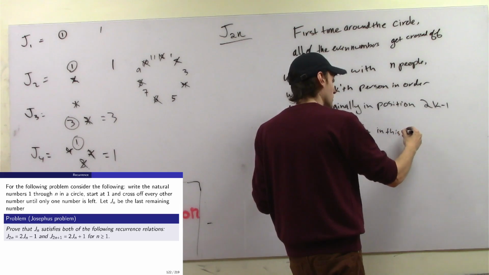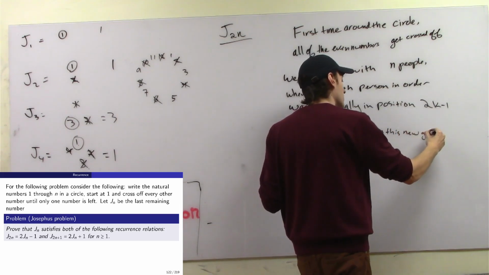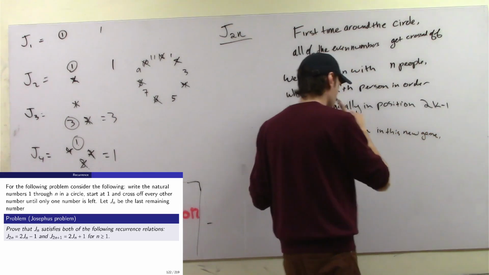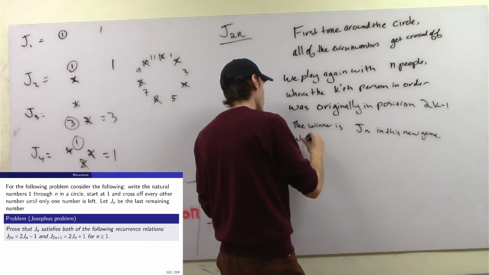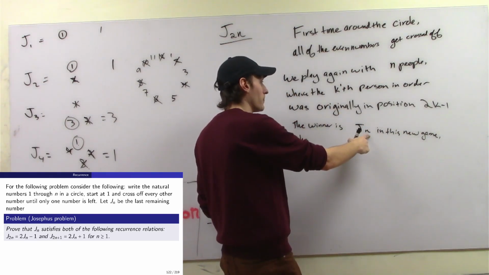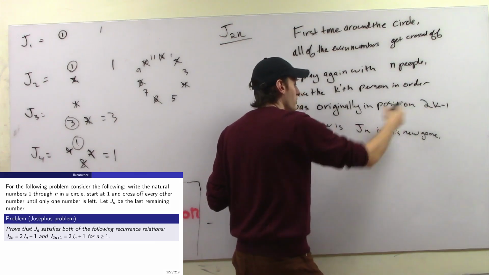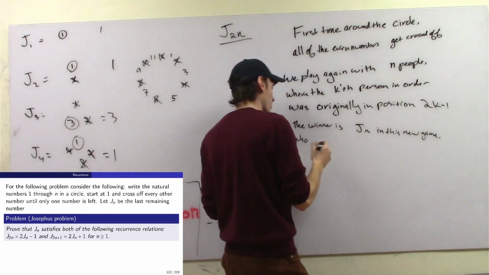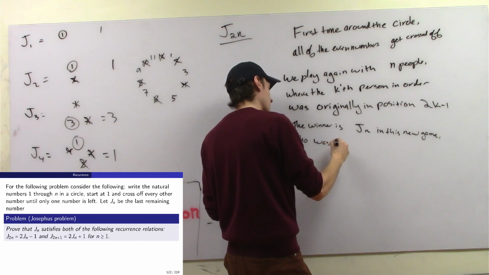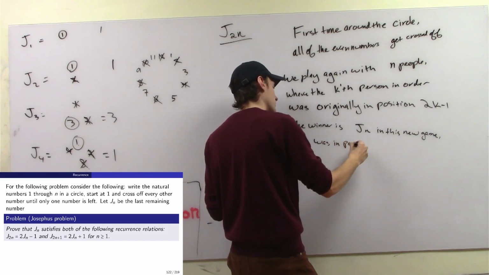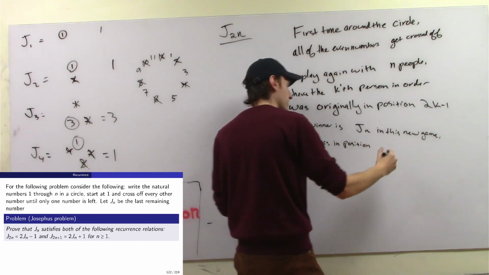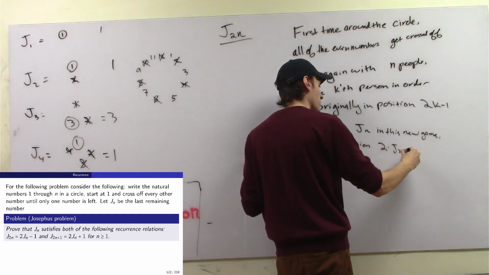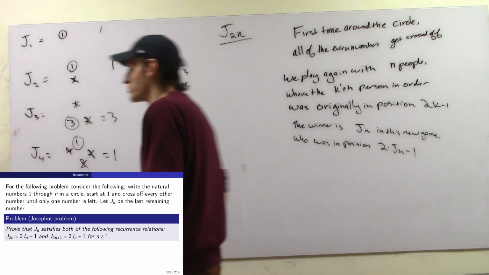So J sub n of the n people, but they were originally in position, whatever this number is, times 2 minus 1, was in position 2 times J sub n minus 1. So what do I mean by that?